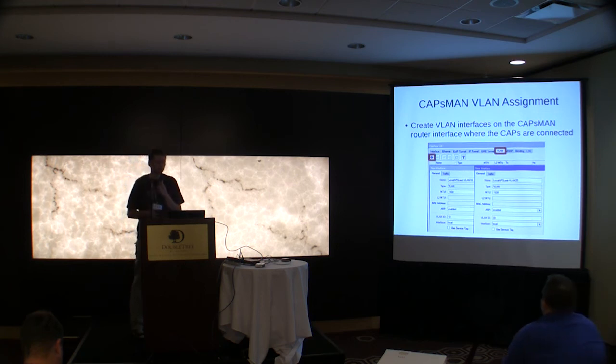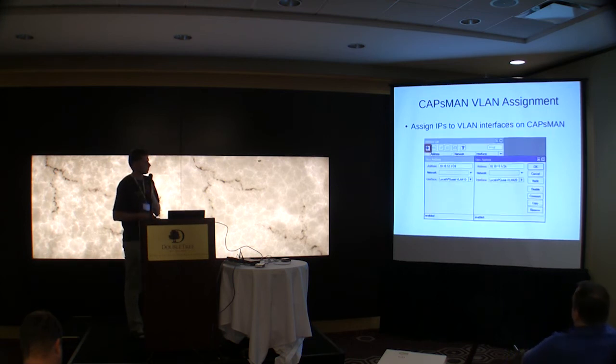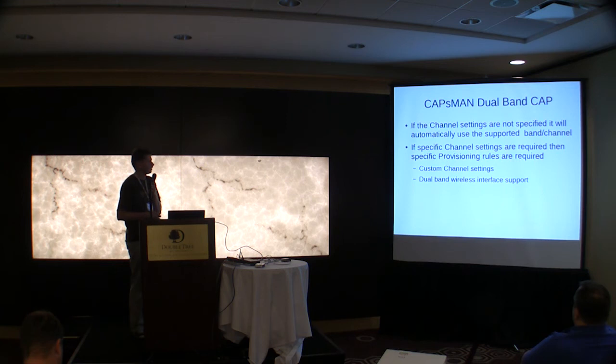And then you can apply your firewall configuration to that VLAN interface. For example, here you can assign different IPs to each of them and run different DHCP networks over other hotspots, for example. CAPsMAN can also do dual AP, dual band CAP.